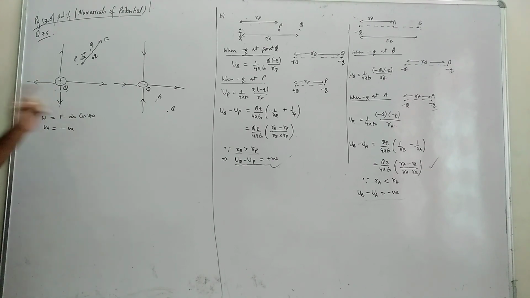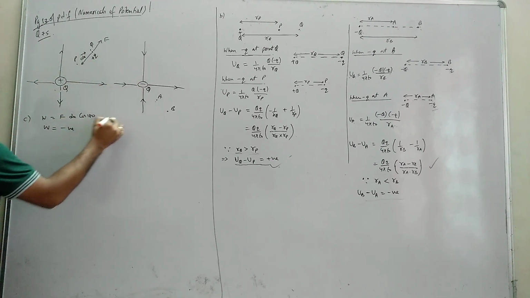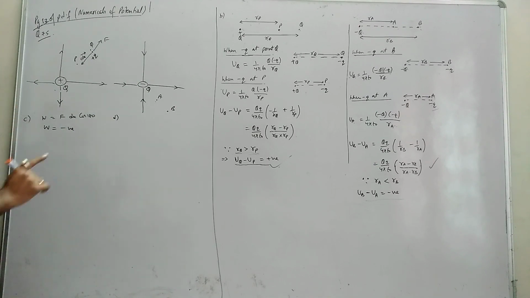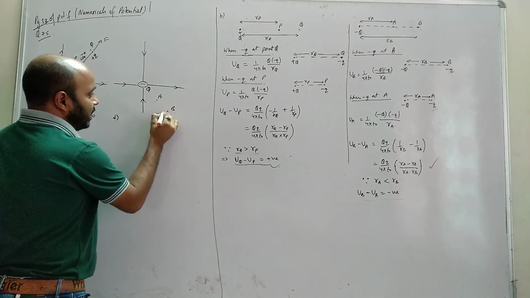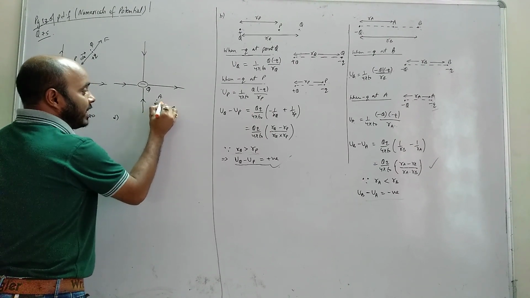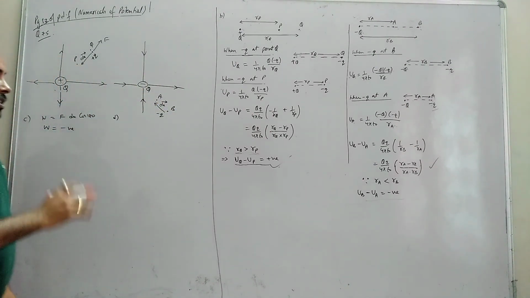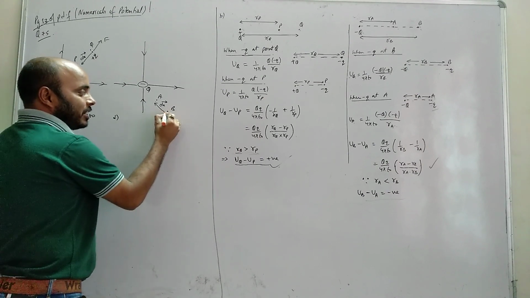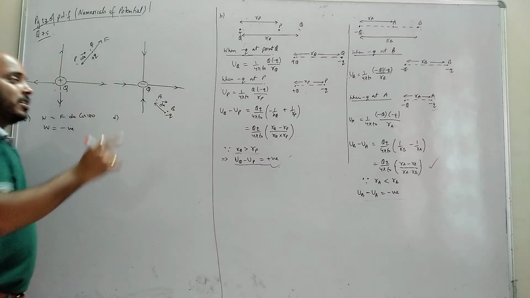Now next, that is D. What is the work done to move a negative charge from B to A by external agency? Now this is quite interesting. It does not say by electric field, it says by external agency.